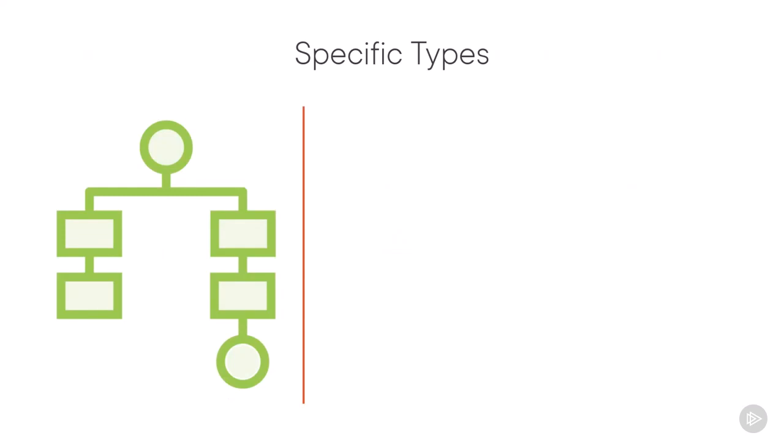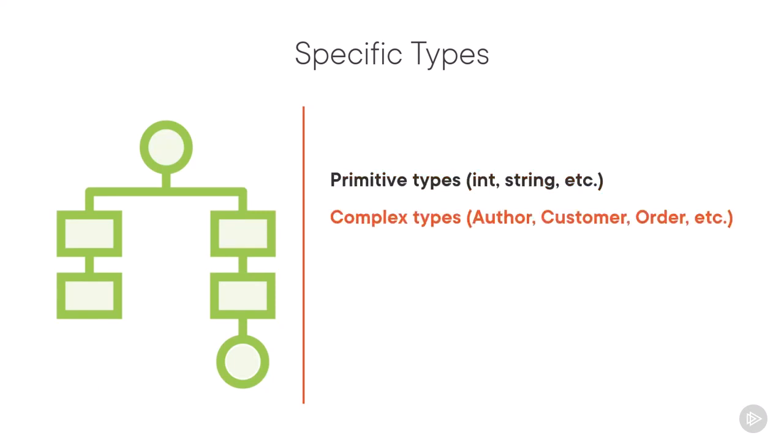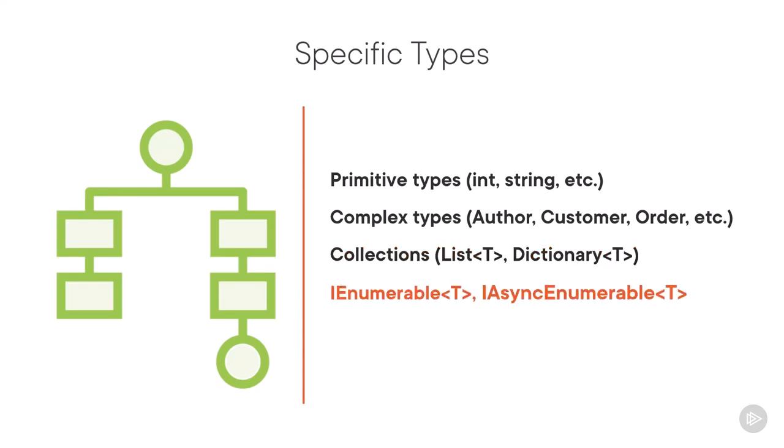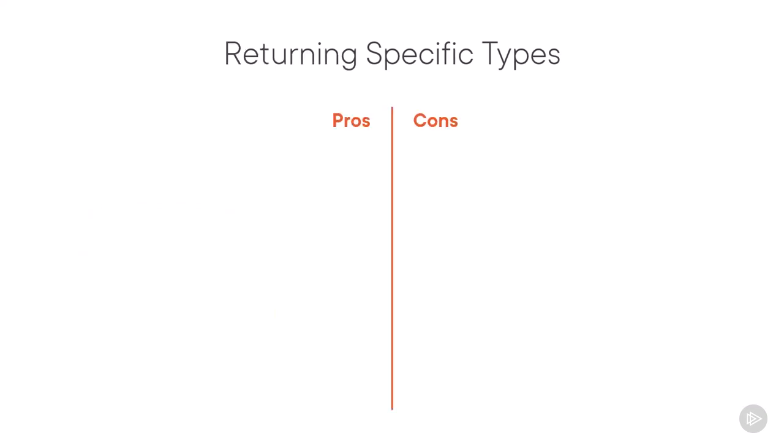Specific types can be primitives, like integers or strings. They can be complex types, like data transfer objects representing an author, customer, order, etc. They can, of course, be collections, like lists or dictionaries or arrays, or simply IEnumerables, or even IAsyncEnumerable of T if you prefer.